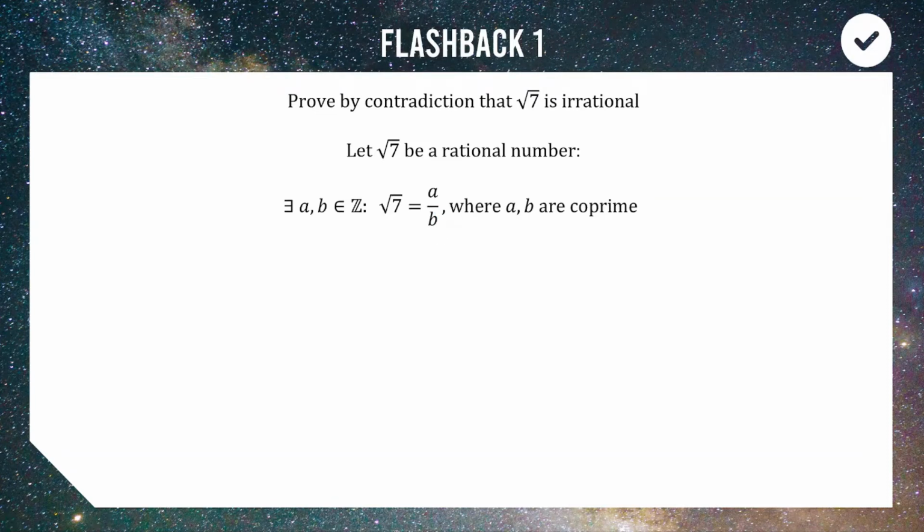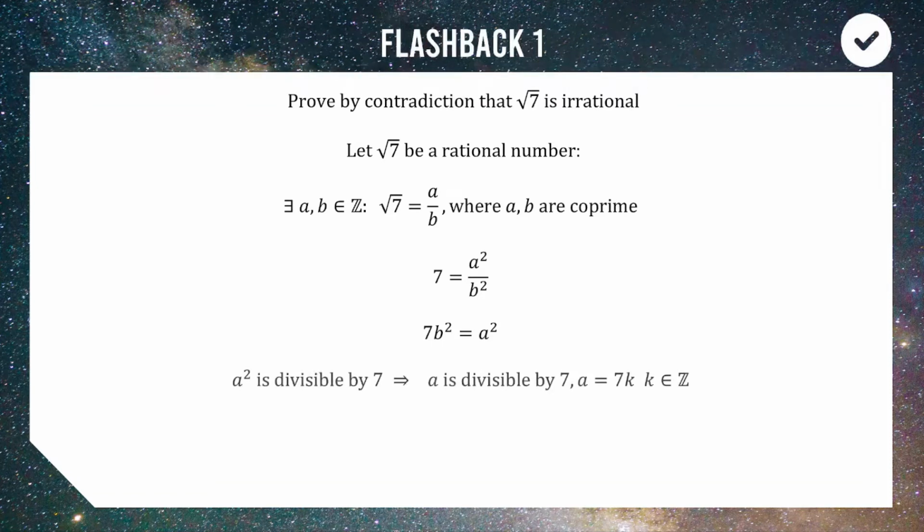Now, we're going to try and show that this does not make sense. So the way we do that is we take both sides of the equation and we square it. So we get 7 equals a squared over b squared. Multiply the b squared across, so we have 7b squared is equal to a squared. Now this line tells us that a squared must be a multiple of 7, okay? And if a square number is a multiple of a prime number, it means that the square root is also a multiple of that prime number, okay? So we're allowed to say a squared is divisible by 7.